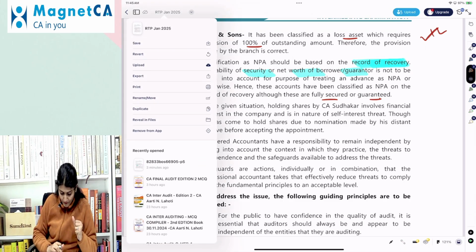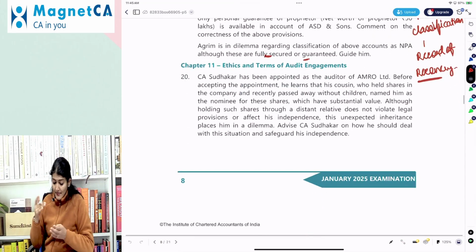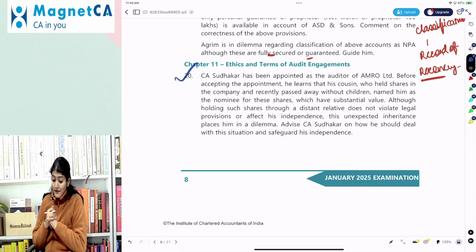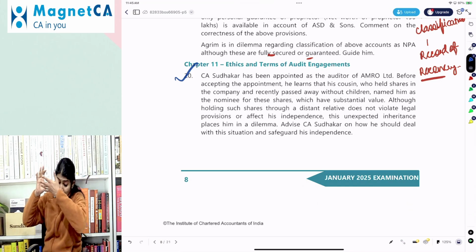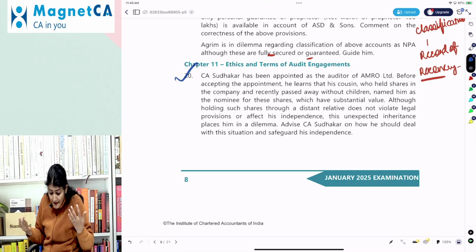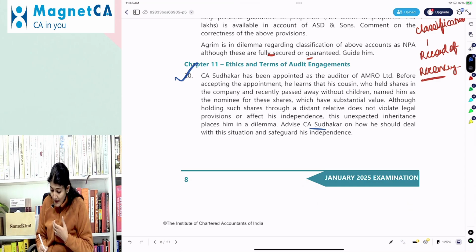And now coming to the last one. Chapter 11, Ethics in Terms of Audit Engagement, question number 20. CA Sudhakar has been appointed as the auditor of Amro Limited. Before accepting the appointment, he learns that his cousin, who held shares in the company, recently passed away without children. Name him as the nominee for these shares, which have substantial value. Although holding such shares through a distant relative does not violate the legal provision or affect his independence, this unexpected inheritance places him in a dilemma. Advise CA Sudhakar on how he should deal with this situation and safeguard his independence.